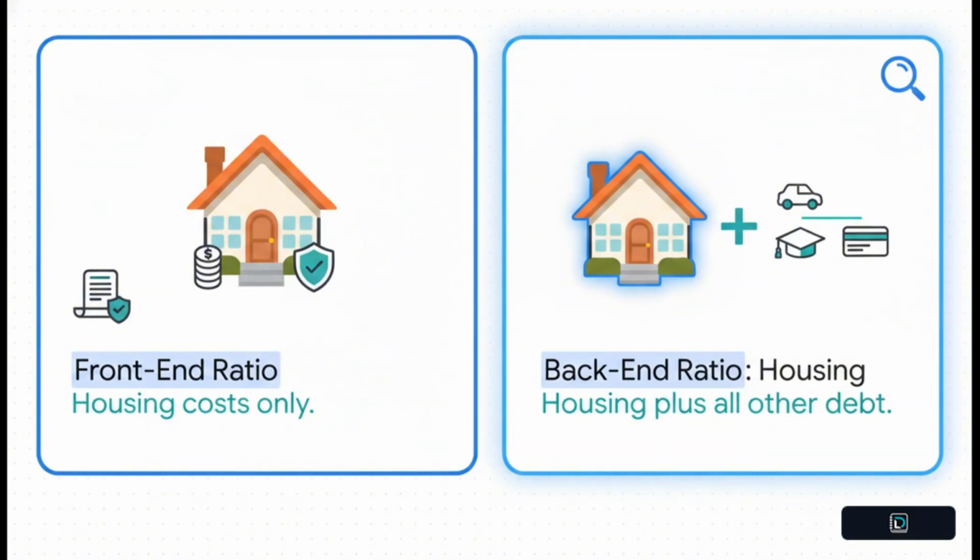But the back-end ratio, that's the whole shebang. It takes that housing cost and piles on every other monthly debt you owe: car loans, student loans, credit cards, you name it. So whenever a lender casually mentions your DTI, they are almost always talking about this back-end ratio, because it gives them the full, unvarnished picture of your monthly obligations.